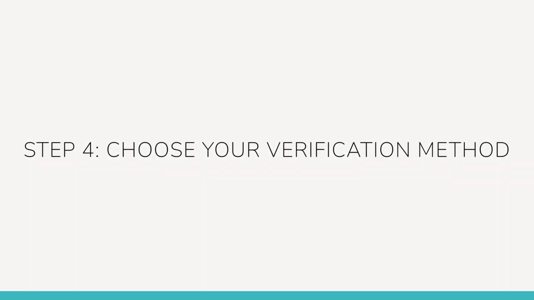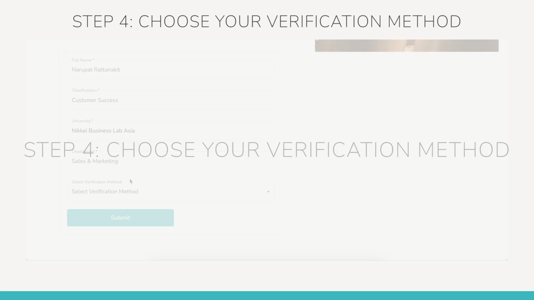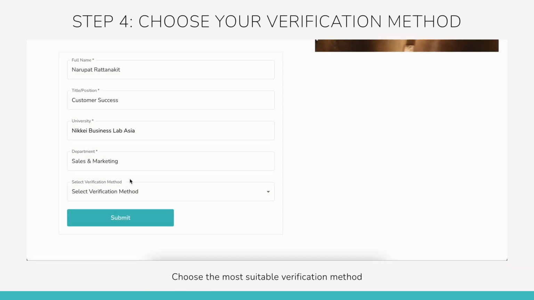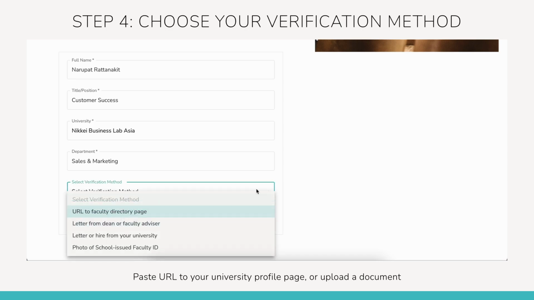Step 4. Choose your verification method. You can verify in one of two ways. Through a faculty directory link. Paste the URL to your official university profile page. This is usually the fastest option.